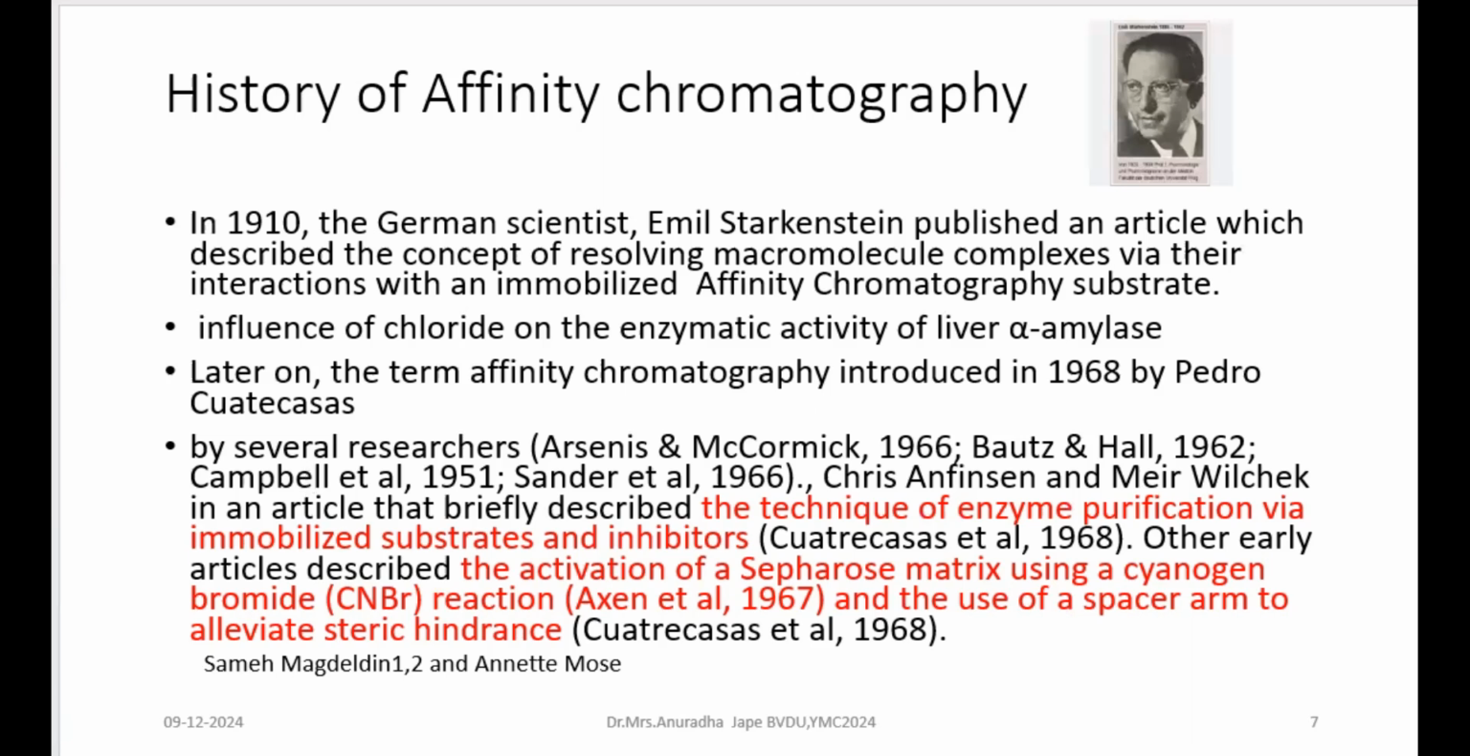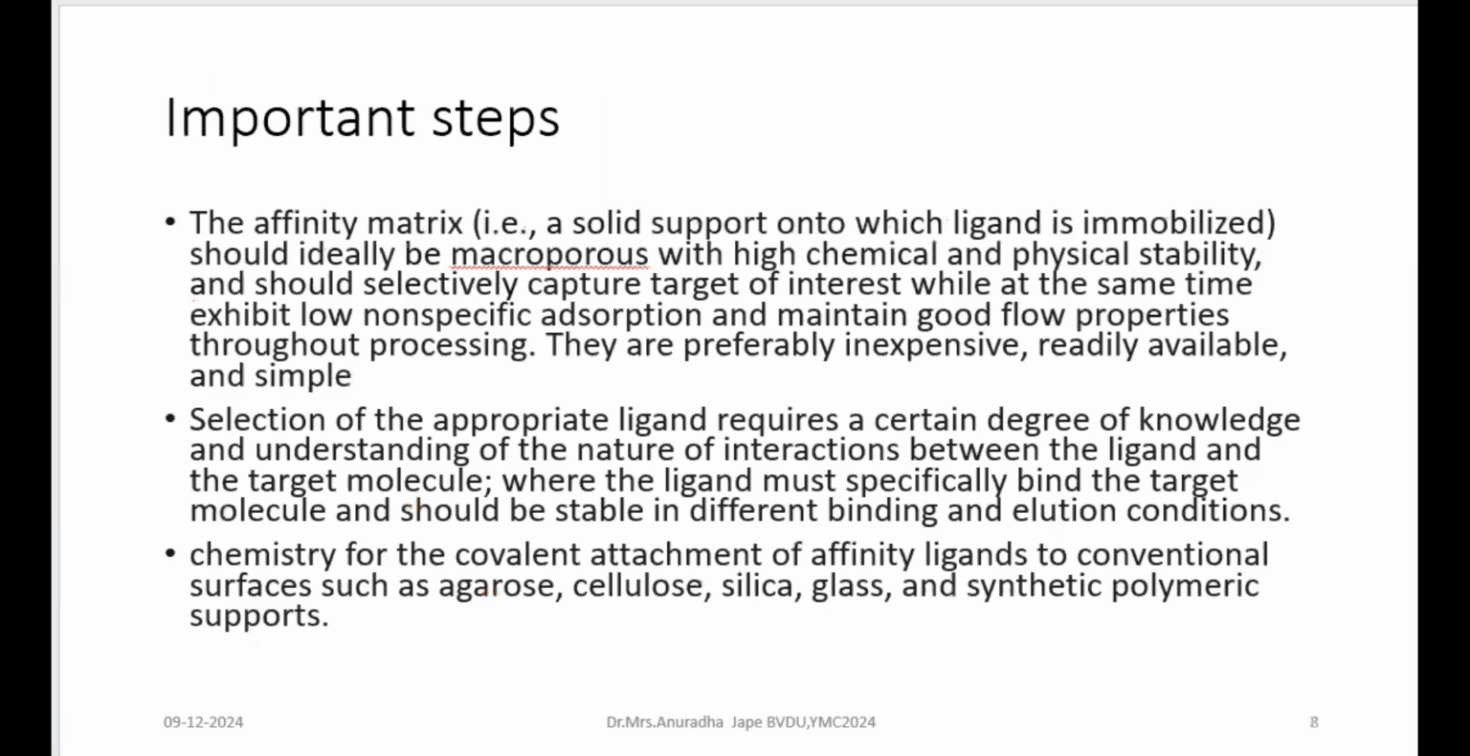So I had referred to these. Now look into the important steps. Three of these I'm mentioning here. The affinity matrix, right? Now the matrix is not simple as in column chromatography that we learned in simple liquid chromatography, where you have only silica gel or agarose or dextran or Sephadex, which is the brand name of it. But here you have a specialized matrix, the affinity matrix, on which you have immobilized the ligand, right? Now, how should it be?